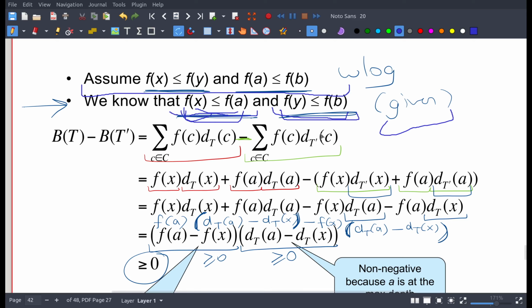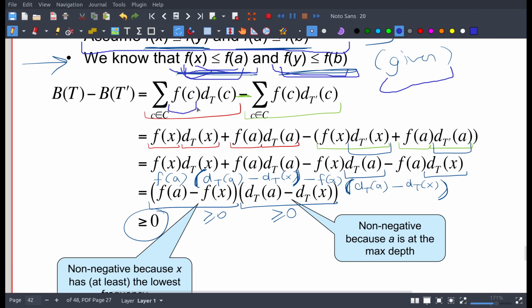Same thing for this: y and x are the lowest frequency, so the frequency of y should be less than b. That's why it's set as given. So f, I said, is the frequency of a particular character. F of c is the frequency of c, and the capital C is all the characters that we are compressing.